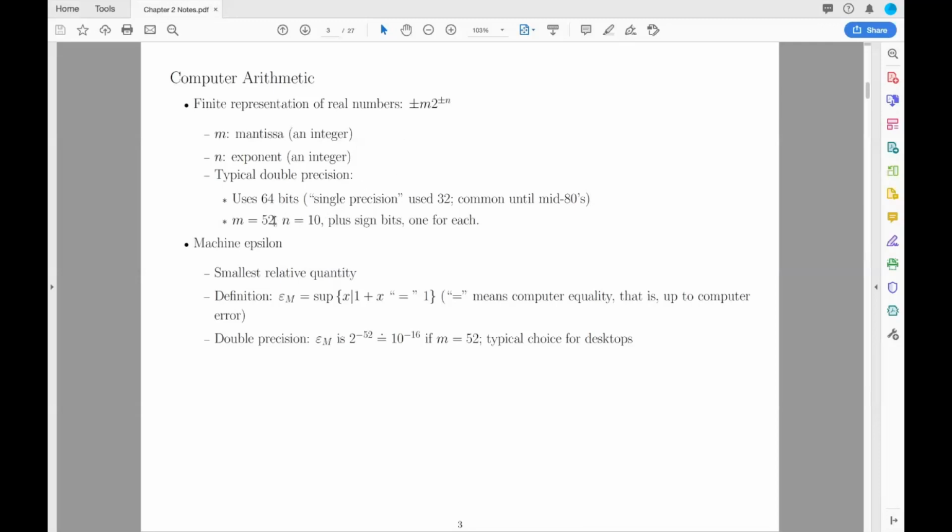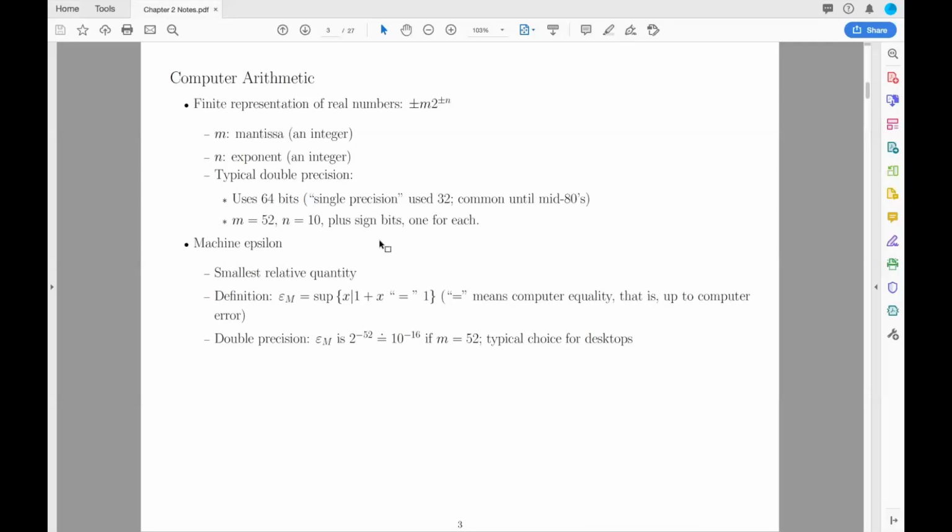The m is 52 bits. That's what it should say. M is any integer that's representable in 52 bits. But representable, by the way, means in binary arithmetic. And the exponent is any integer which can be represented in 10 bits. And then that adds up to 62, but then you get the sign bits for these. So that's how you get to 64.